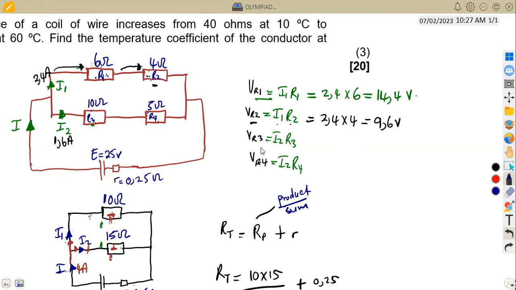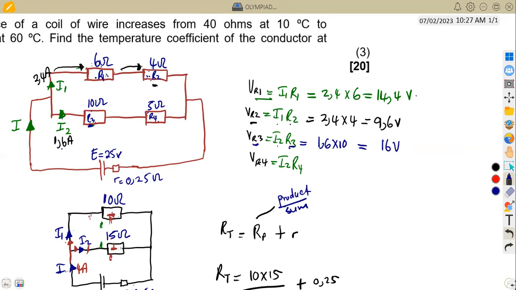All right, the same thing on VR3, we are going to have I2 times R3. This is our VR3 here. So it is going to focus with I2. So that's I2, which is 1,6 amps times R3 in this case, which is 10 ohms. So if you multiply, this will be 16 volts.